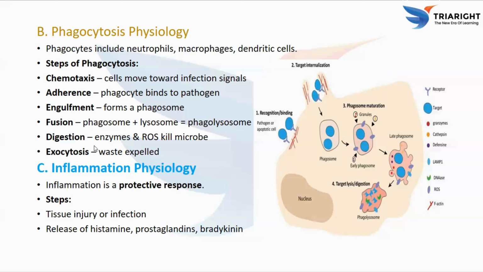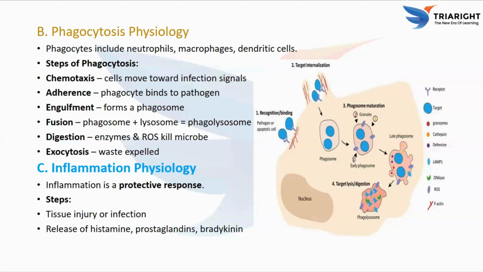Next is inflammation physiology. Inflammation is a protective response which is triggered whenever tissues are injured or infected. What is the main goal of inflammation? To remove the cause of the injury, to remove the dead cells and to begin the healing. So there are steps of inflammation.